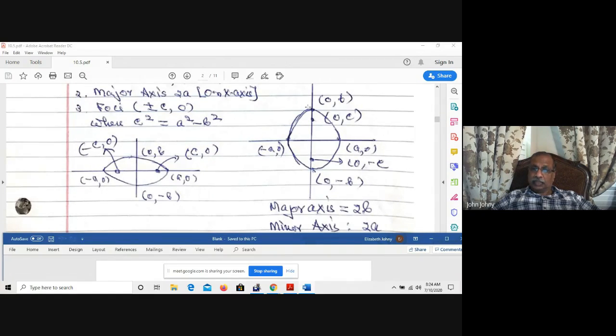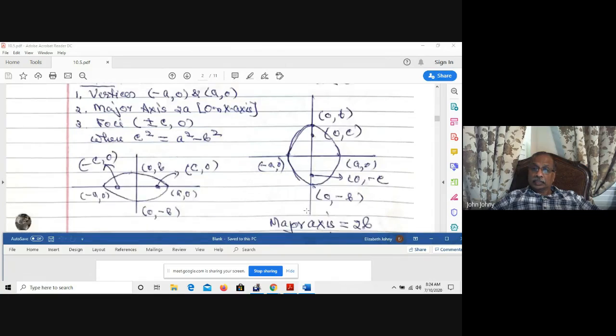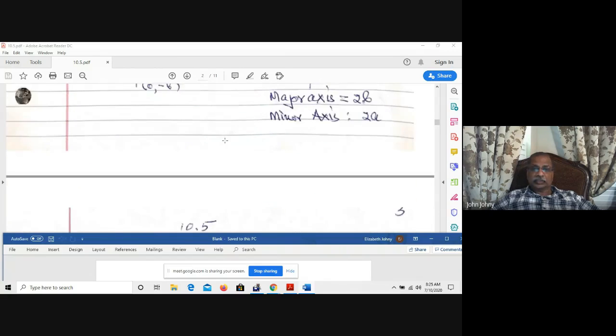So that is b is greater than a, or a is less than b. So the major axis is on the y-axis. That is the only difference. The major axis is on the y-axis, and again it is equal to 2b. The minor axis is 2a. That is the distance from negative a, 0 to a, 0. That's the minor axis in this case. Here that is the major axis.